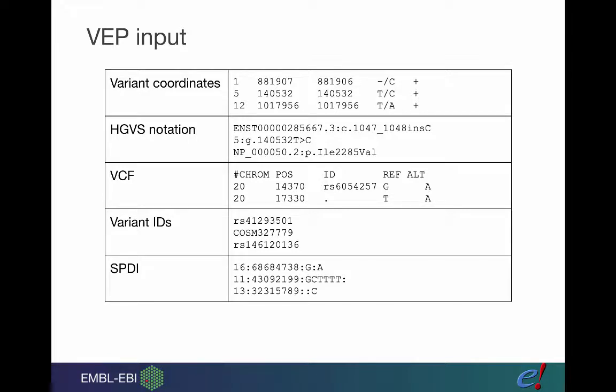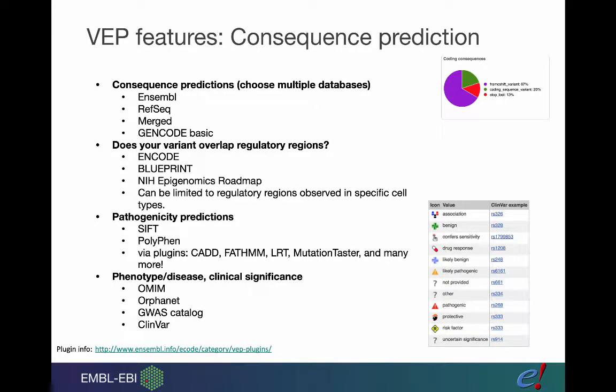We take input into the VEP in a number of different formats. We can use variant coordinates, or HGVS notation, which expresses the position of the variant in terms of a gene, a transcript or a protein. We can use VCF, which would be your standard output from any kind of whole genome variant calling. We can use a list of variant IDs, or the new SPDI format from dbSNP. We will predict the consequences of variants on known Ensembl genes, or if you prefer, you can use RefSeq genes. You can use both Ensembl and RefSeq.